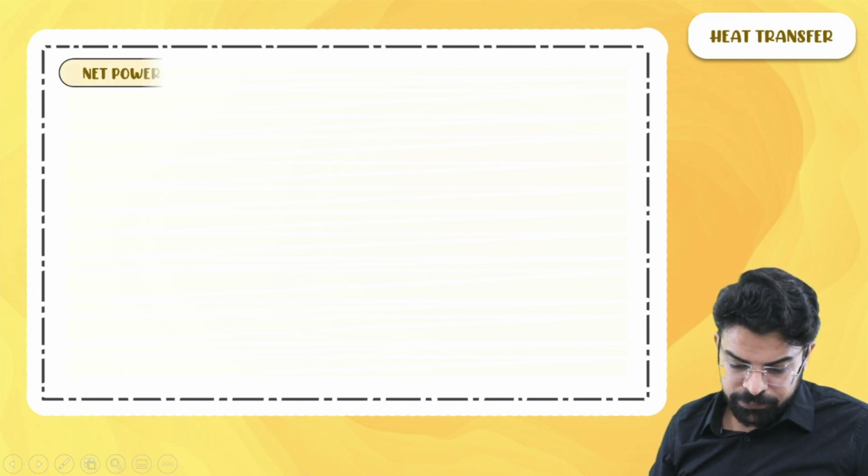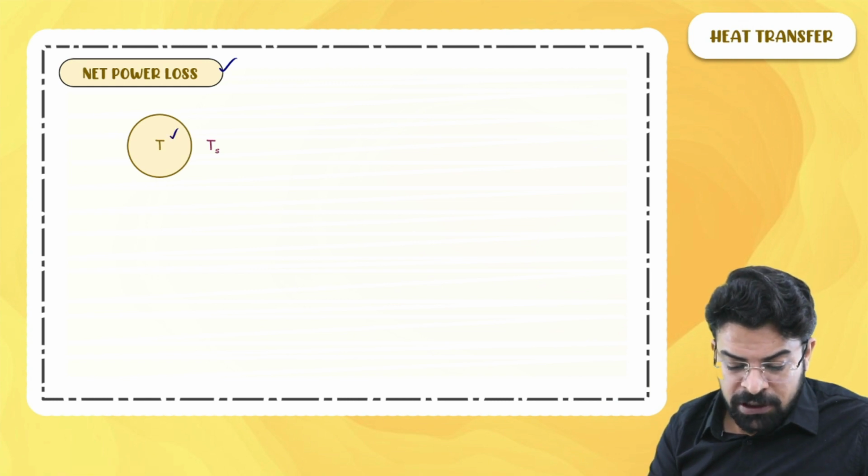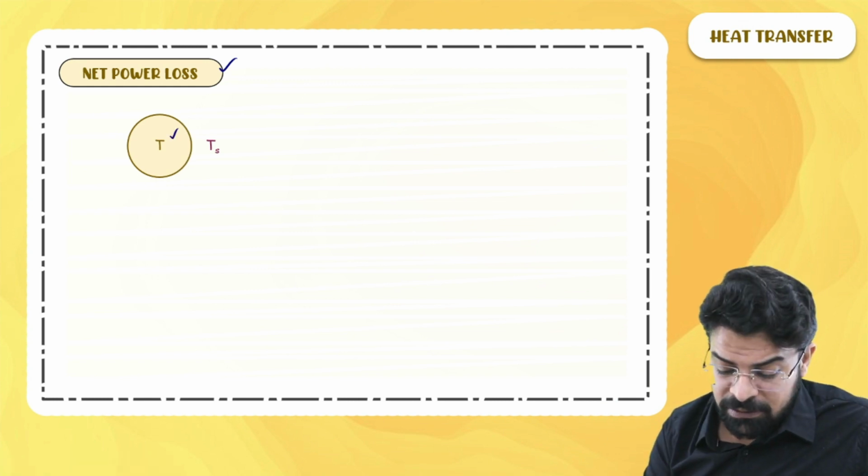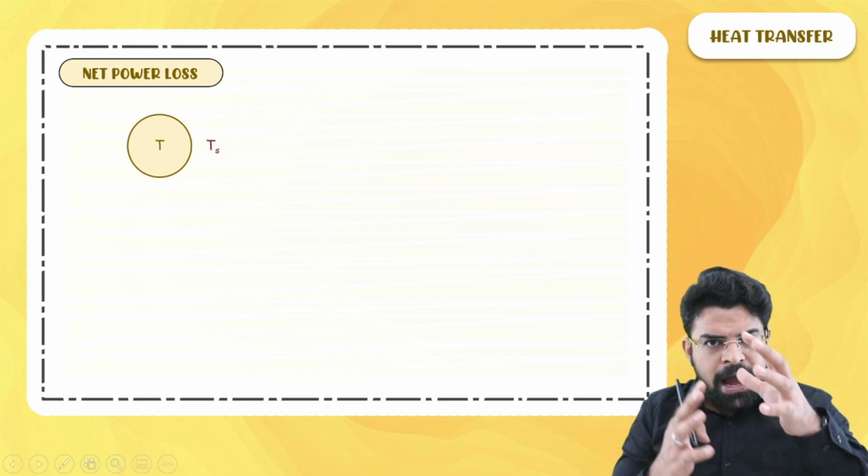So let's move on and now talk about the net power loss. Let's say you have an object at temperature T placed in a surrounding at temperature Ts. Now this object will emit radiation. Why?